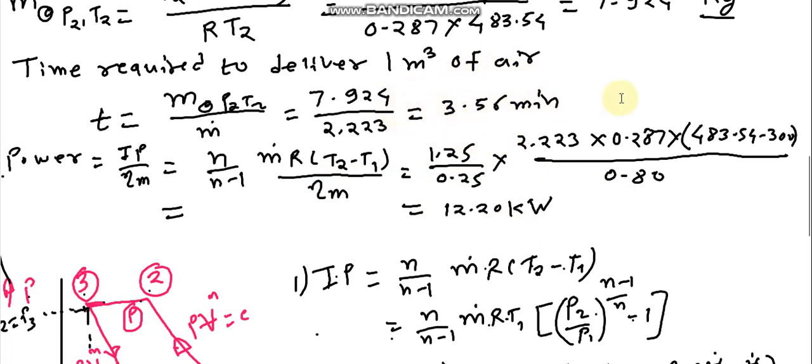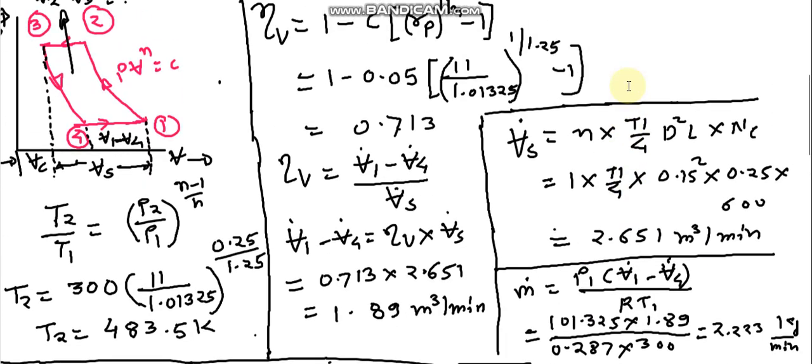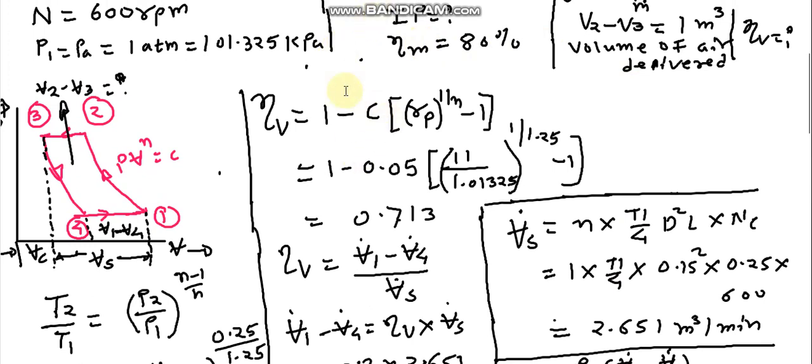So in this way we can find this. First, he is asking what the volumetric efficiency is. The volumetric efficiency is found. Then what is the time required? For that we find out the mass flow rate at suction condition, and then the mass flow rate at delivery condition. Okay, and then we find out the time required.